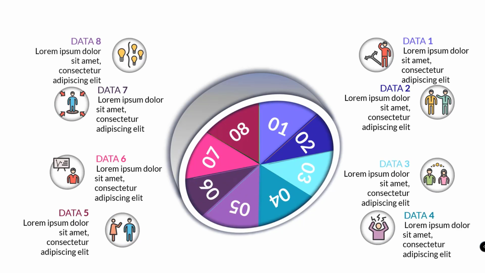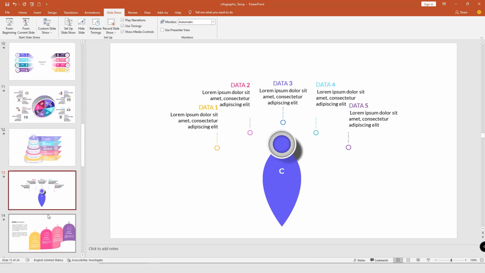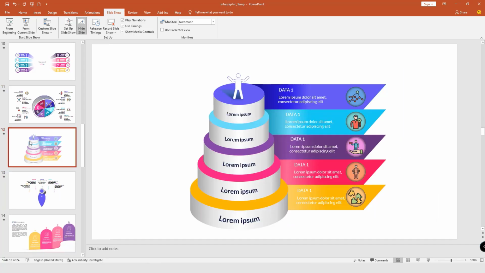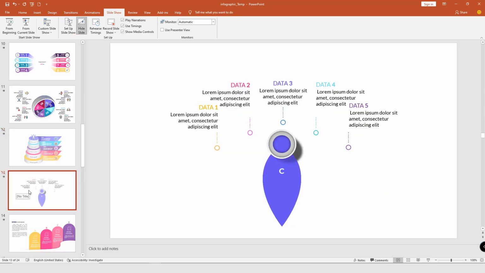To hide a slide, you can use the slide show tab and hide the slide, or right click on the slide and click on the hide slide option. This option is there for you when you right click.